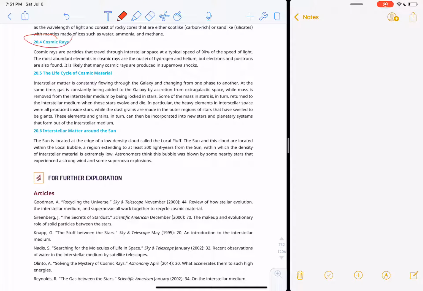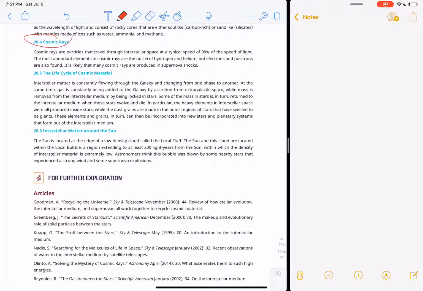And then also you could have electrons or positrons coming from mostly supernovae, shooting particles out everywhere. And then the galaxy eats material from outside of the galaxy. It turns it into stars. It re-emits it in the form of supernovae and other things.